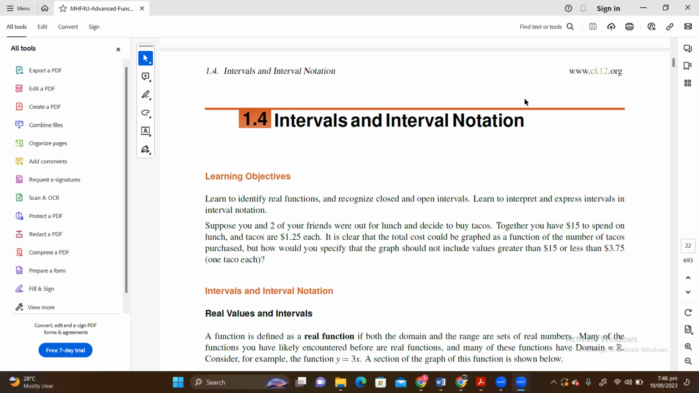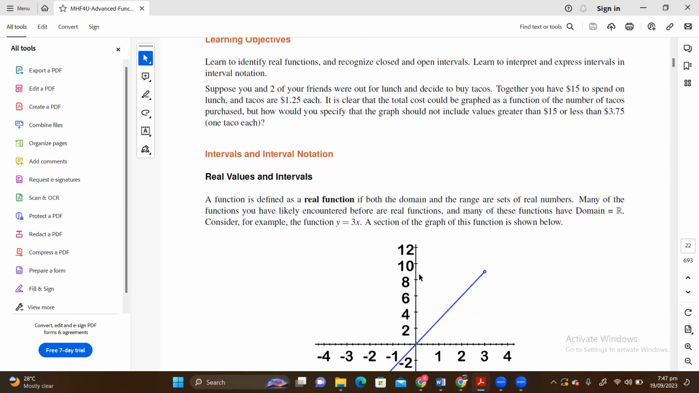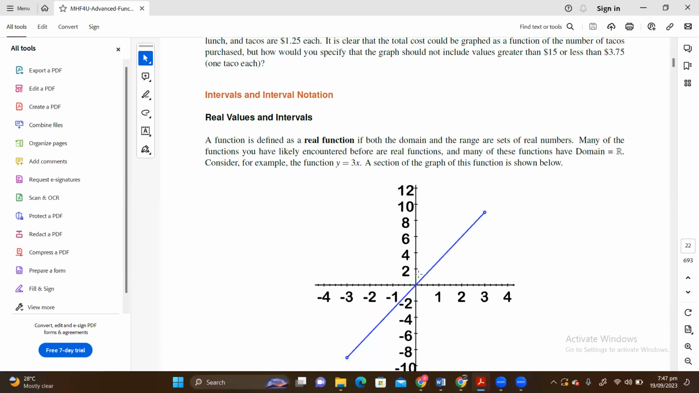Okay, so the next topic is intervals and interval notation. We will learn what intervals are and how to write an interval, what the notation is. So, real values and intervals. A function is defined as a real function if both the domain and the range are sets of real numbers. A function is called a real function if the domain of the function is real numbers and the range of the function is also real numbers.